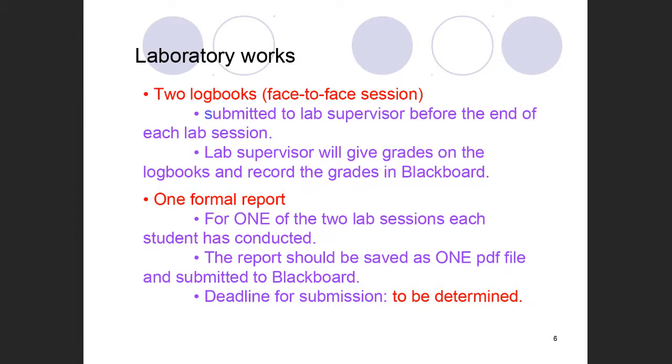Generally you are required to read or watch carefully both videos of the laboratory works, and at the end you are required to submit one formal report for one of the laboratory jobs. If you choose to take face-to-face labs, if it is possible, then you are required to submit 2 logbooks of both laboratory works and 1 formal report.